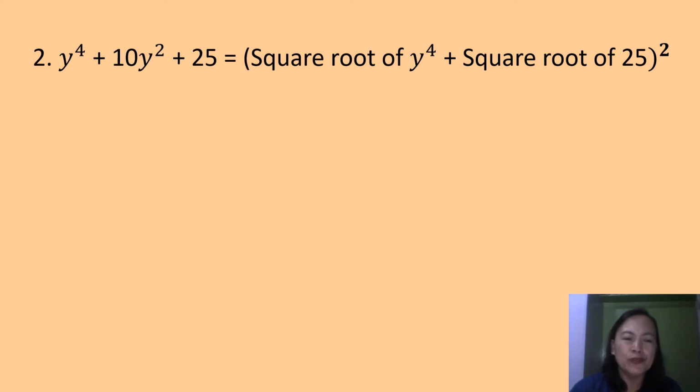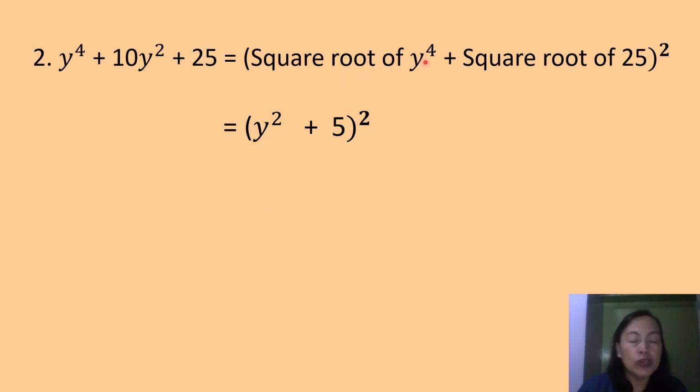Example number 2, y to the fourth plus 10y squared plus 25 is equal to, okay, listen carefully. Write down the quantity symbol. Alright? Find the square root of the first term. What is our first term? Y to the fourth. Okay, plus the square root of the last term. What is our last term? 25. Then, squared.